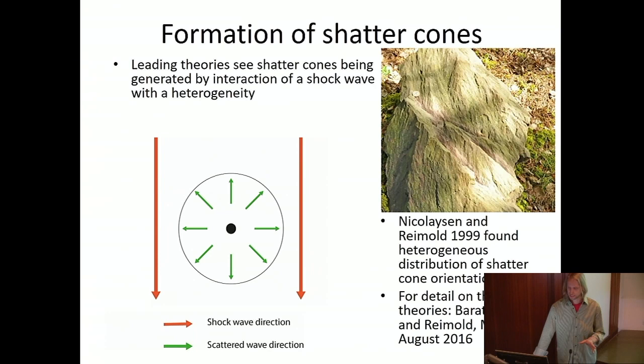Now, precisely as I said, there are still a few different theories about the particulars of the formation, but the leading theory is that the main shockwave here in red, when interacting with the heterogeneity, forms a scattered wave, which then in turn interacts again with the main shockwave. Now there is an overlay in front of that heterogeneity. It will attenuate the shockwave, but behind it, it will sum with it and therefore increase the shock pressure to create conical fractures. So from that theory, it is to expect that the apex of each structure is oriented towards where the main shockwave came from, so towards the center of the impact structure.